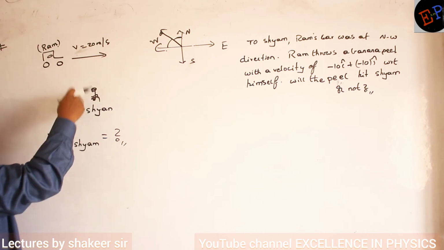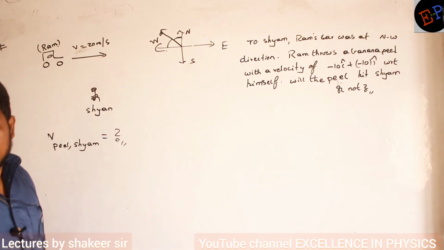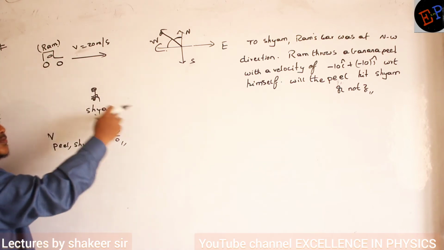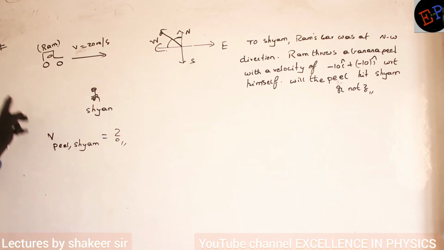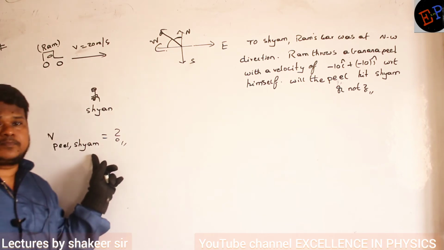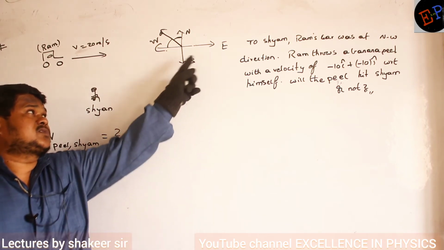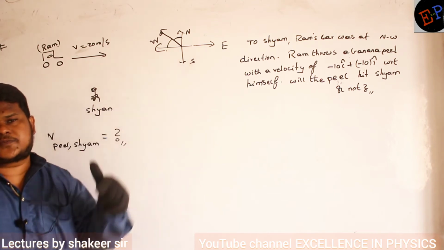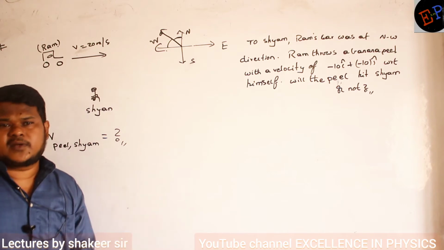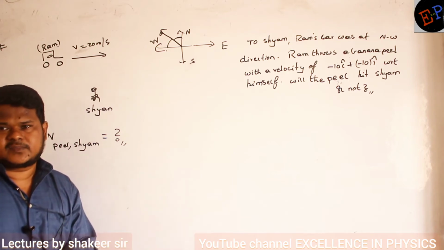To the car, Shyam is present in which direction? To the car, Shyam is present in the southeast direction. So if the banana peel with respect to Shyam is towards the southeast direction, definitely the peel comes and hits Shyam. If it is in another direction, then it will not hit Shyam. That's it. Are you able to understand now?